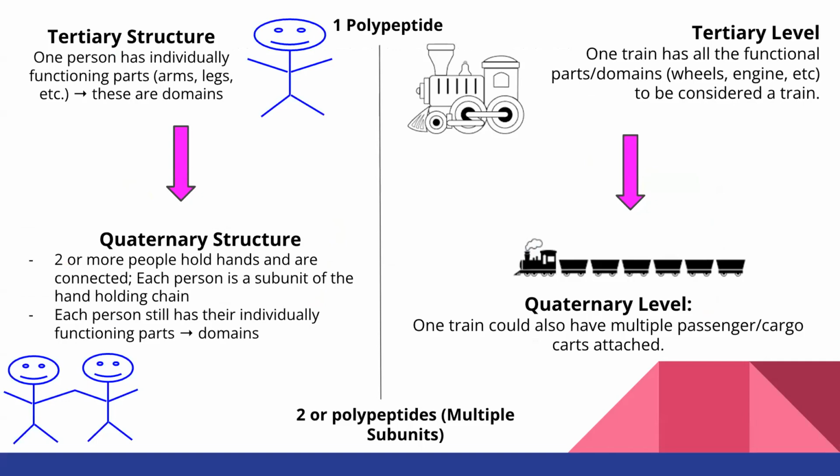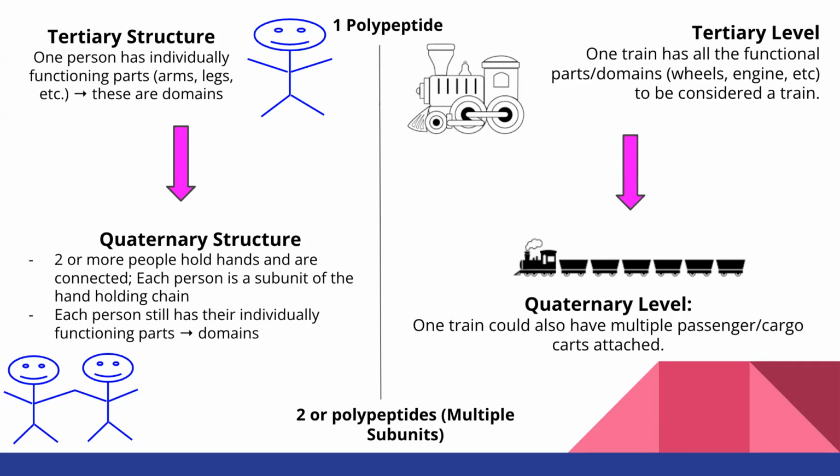This is just a little bit of an analogy of tertiary and quaternary structure. Think of your tertiary structure like an independent person, who is one polypeptide. They can have arms, legs, face, many aspects that make that person, but those are the domains of the singular person. To see quaternary structure, you would have two people holding hands. The hand holding would be the chain by which they are connected, and that's the only way to see quaternary structure.